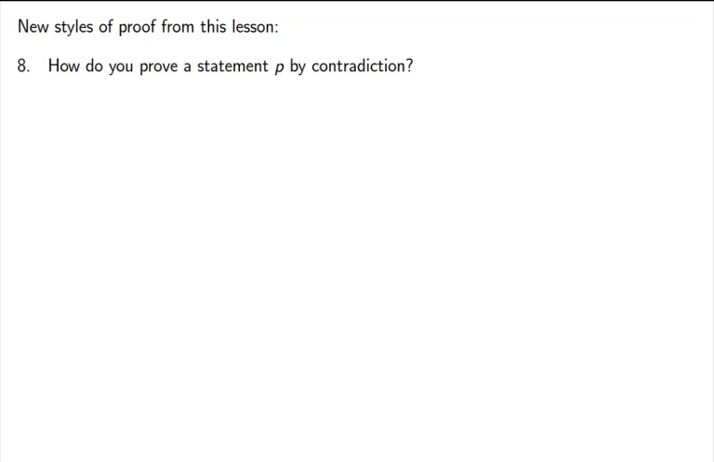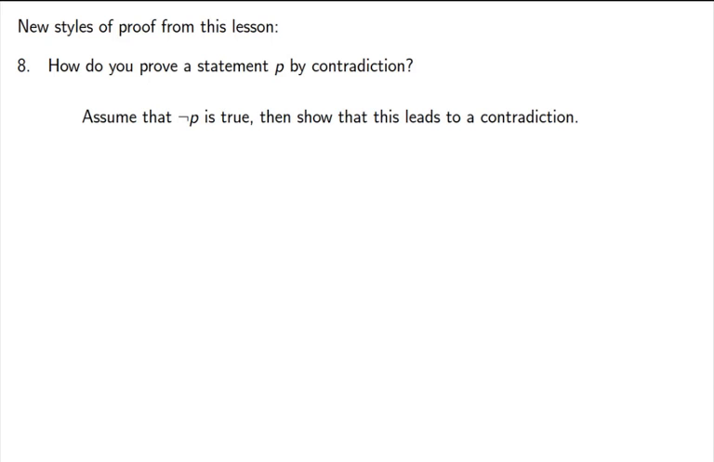Let's talk about the new styles of proof here. How do you prove a statement P by contradiction? What do you think? Assume that the negation of P is true, then show that this leads to a contradiction.